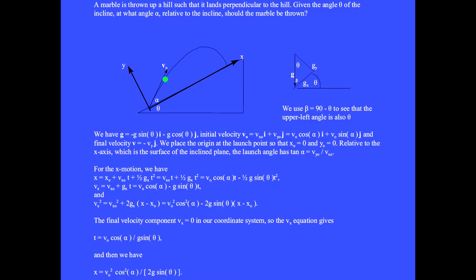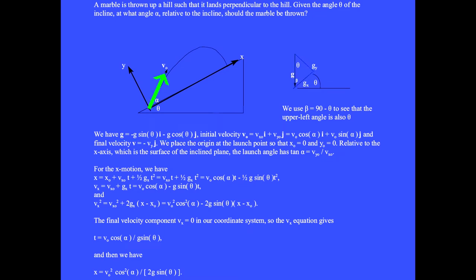A marble is thrown up a hill such that it lands perpendicular to the hill. Given the angle theta of the incline, at what angle alpha relative to the incline should the marble be thrown? The best coordinate system, once again, is x uphill parallel to the plane and y perpendicular to the plane. Here's the gravitational acceleration vector g, and again we need its x and y components. We have vector g equals minus g sine theta i hat minus g cosine theta j hat.